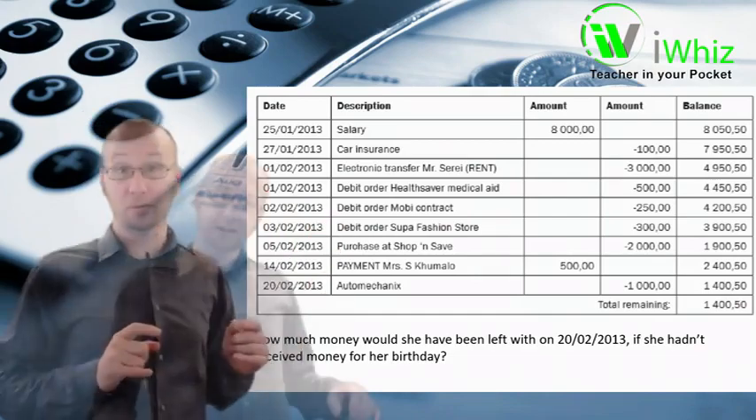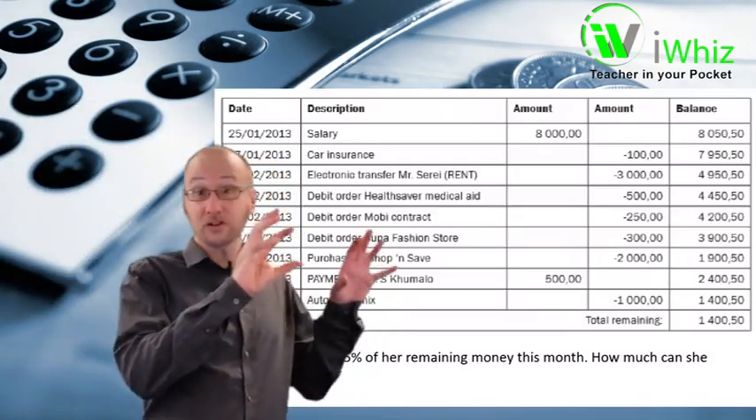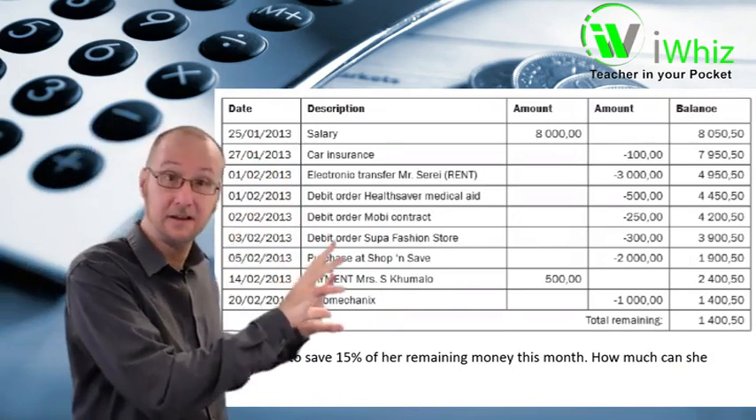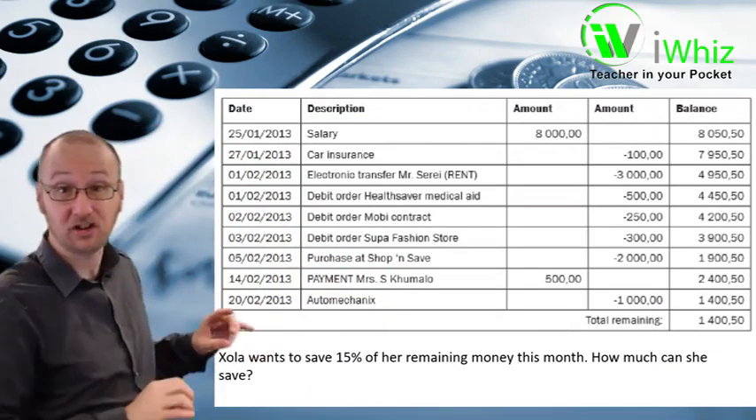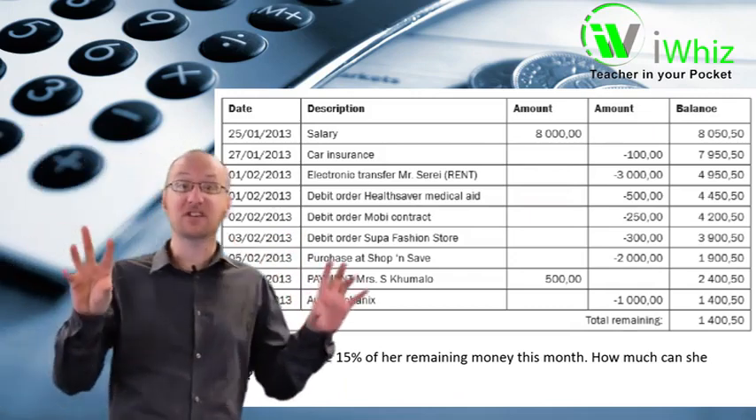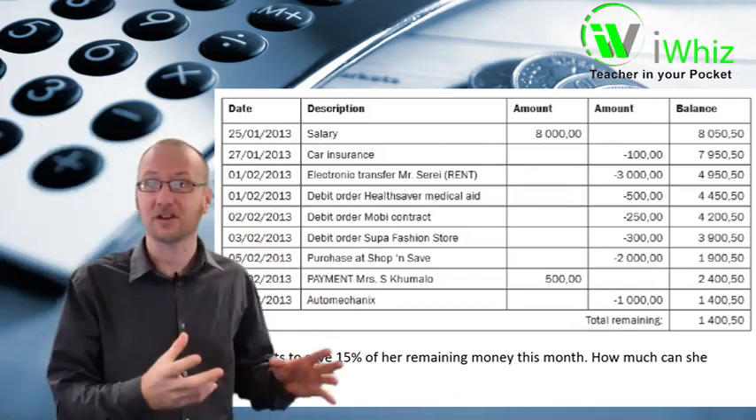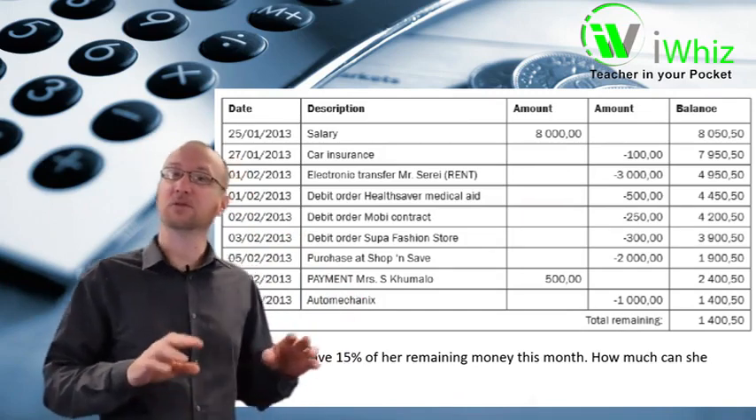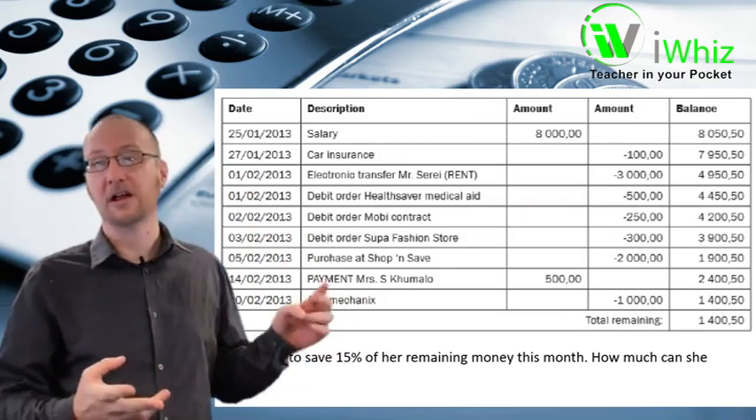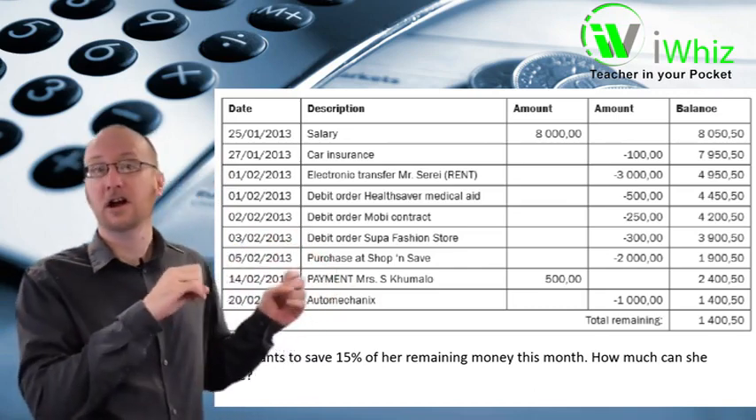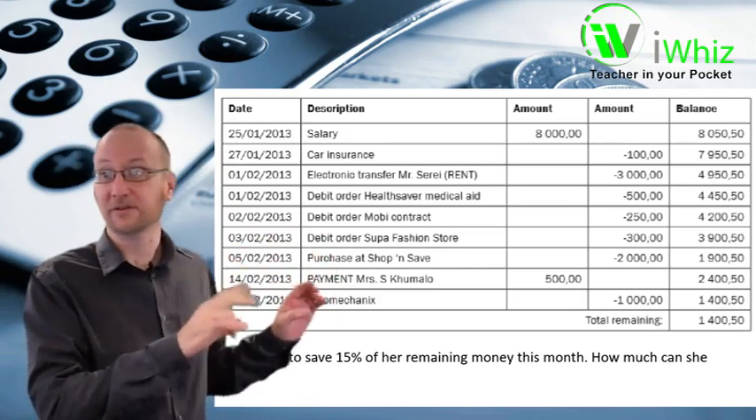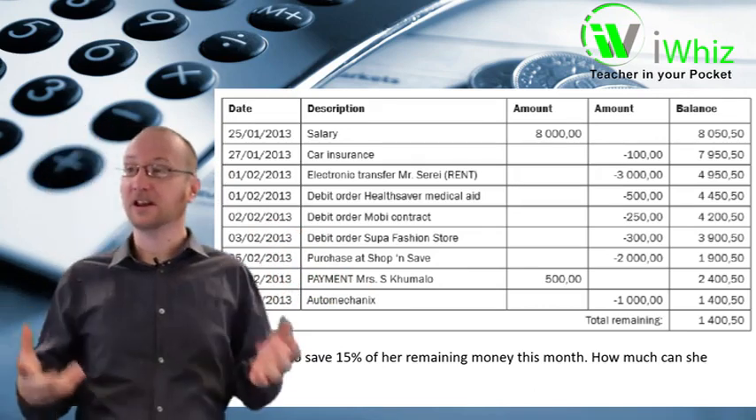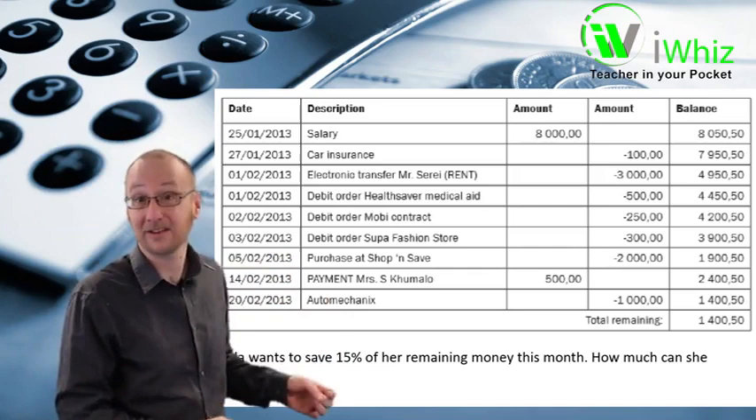Let's look at the last question for this problem. Okay, so she wants to save 15% of her remaining money this month. How much can she save? Well guys, that's quite easy. We just have to work out what is 15% of 1,400 Rand and 50 cents. Now, I'm sure you know how to do this. You could go like I've done here, 1,400 Rand and 50 cents times 0,15, and that would give me an answer of 210 Rand and 8 cents.